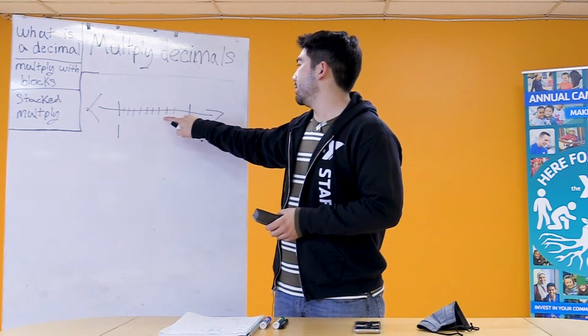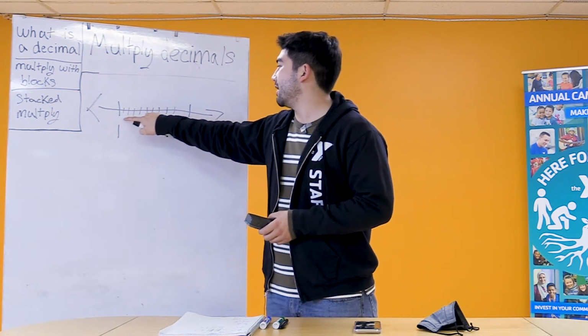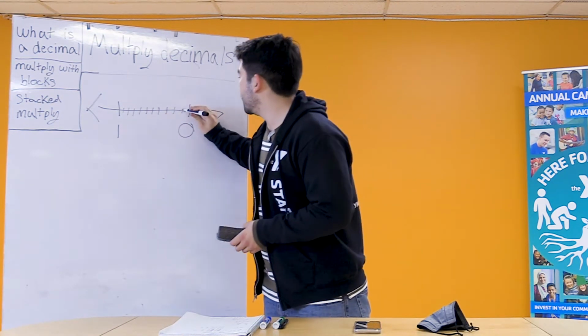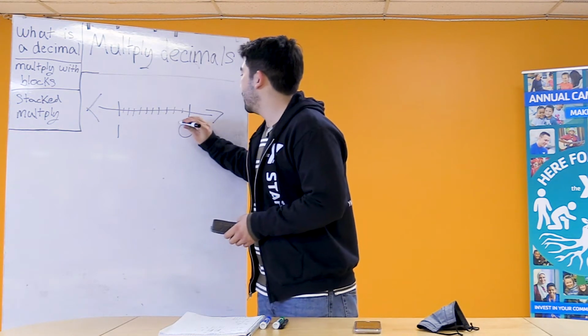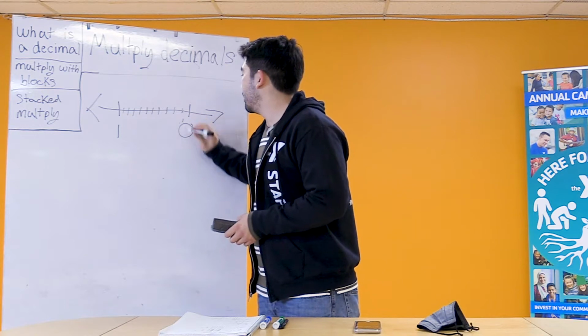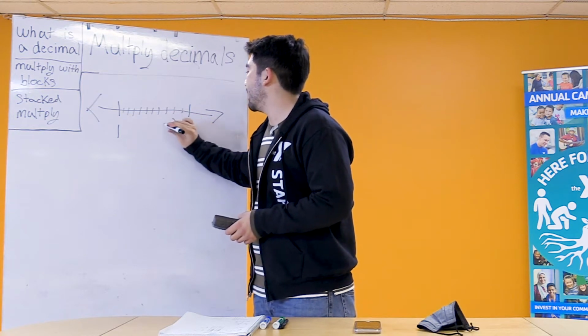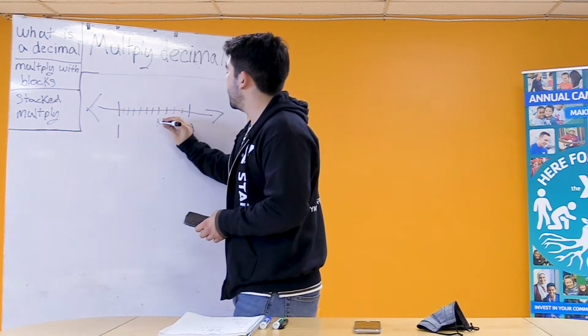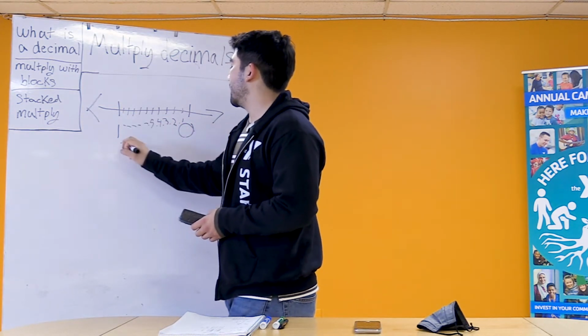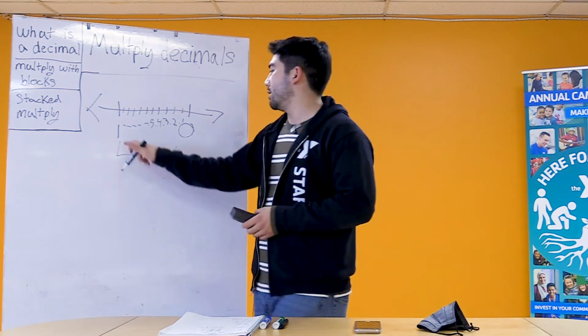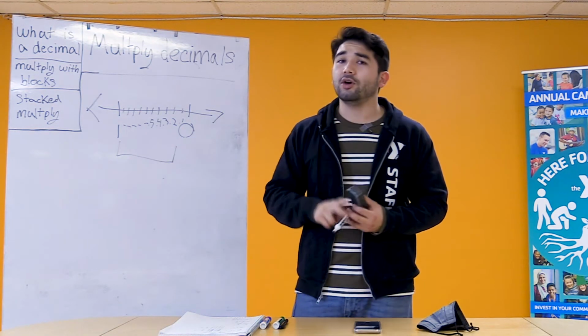So I drew 1, 2, 3, 4, 5, 6, 7, 8, 9, 10 little lines. Each one of these lines is going to represent a tenth. So here's 1/10, 2/10, 3/10, 4/10, 5/10, and so on. So a decimal is going to exist in between 0 and 1. Hopefully that makes sense.